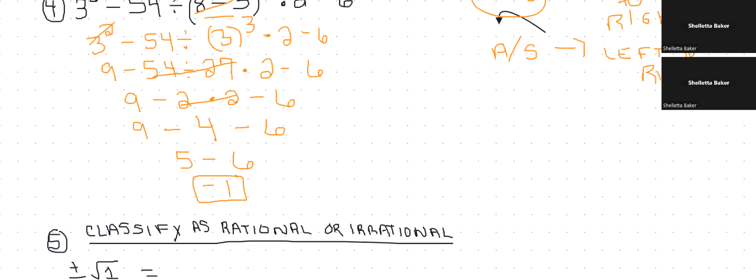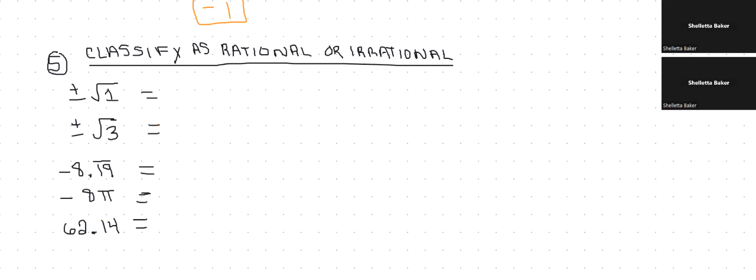All right, and the last example, we're going to classify these values as either rational or irrational. Now remember, our rational numbers can be determined when we have decimal forms. Rational numbers are going to be those that terminate or have a repeating pattern. And then irrational numbers are going to be those decimals that repeat without a pattern.